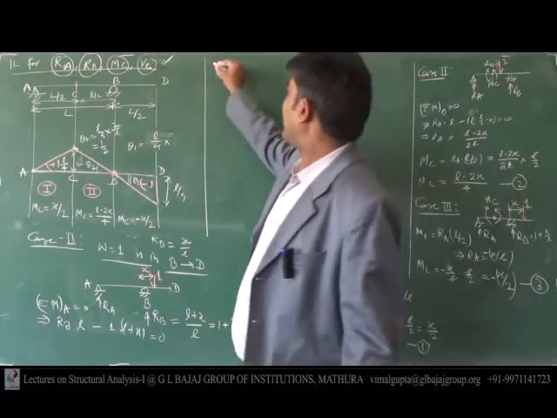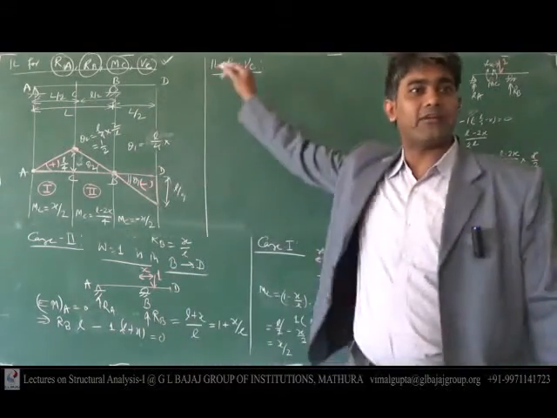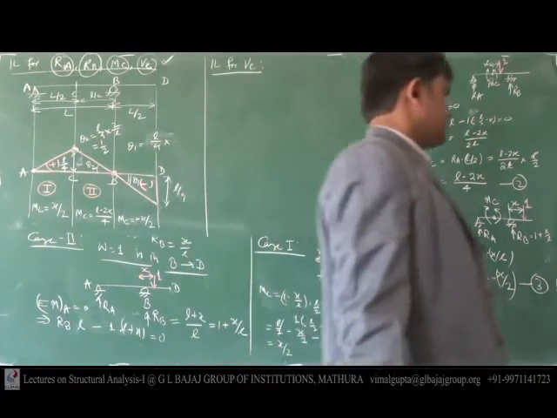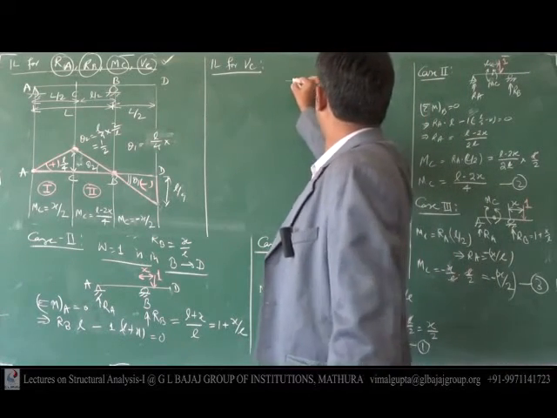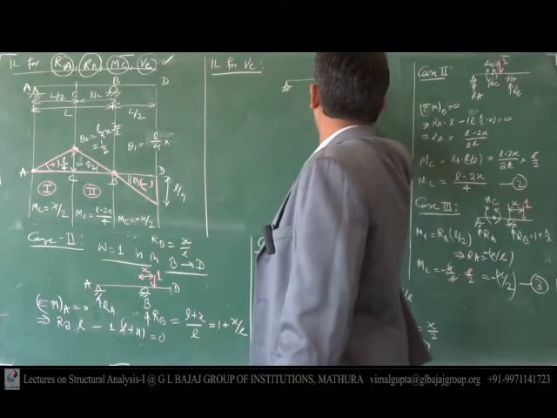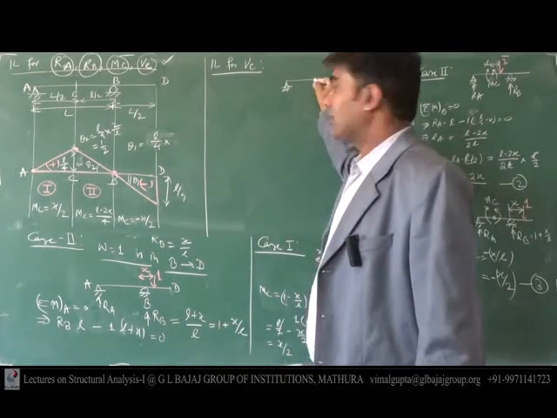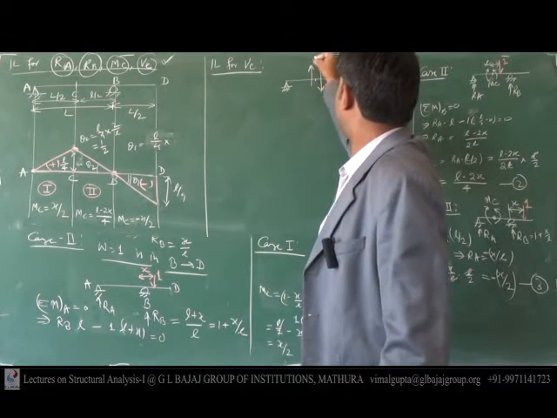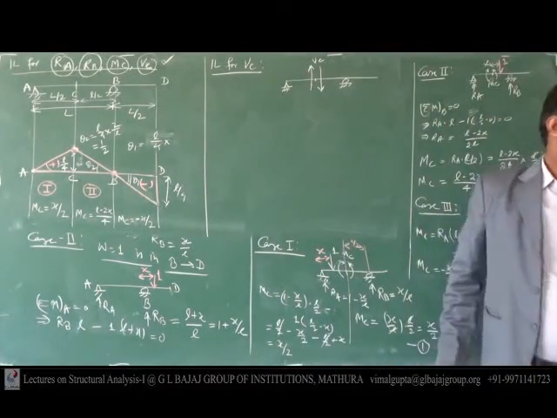Okay, now IL for VC. VC is shear. So what we should do, you know very well. C point is this and this is force, this is VC basically. Okay, this is VC. You have to find that value.